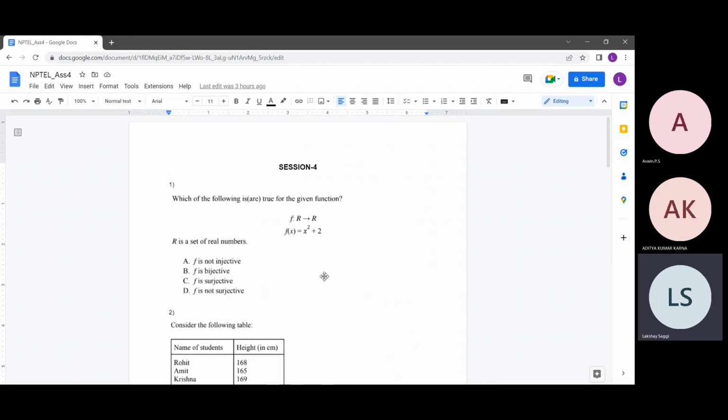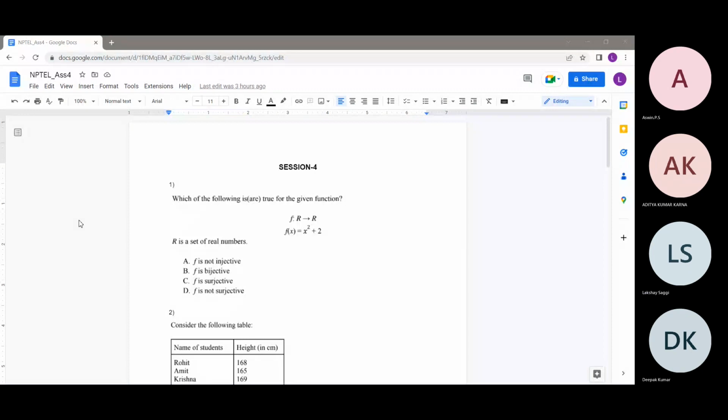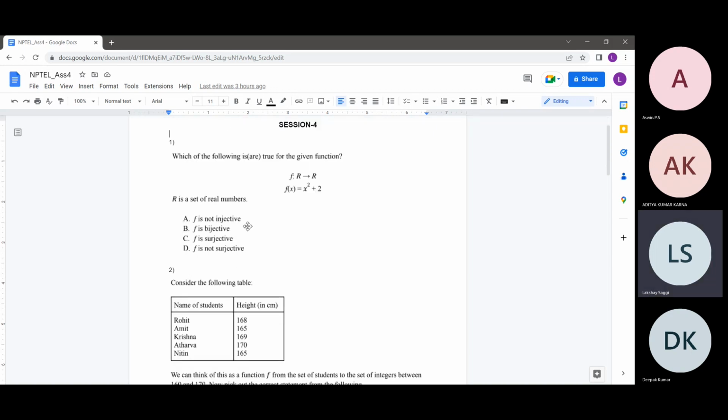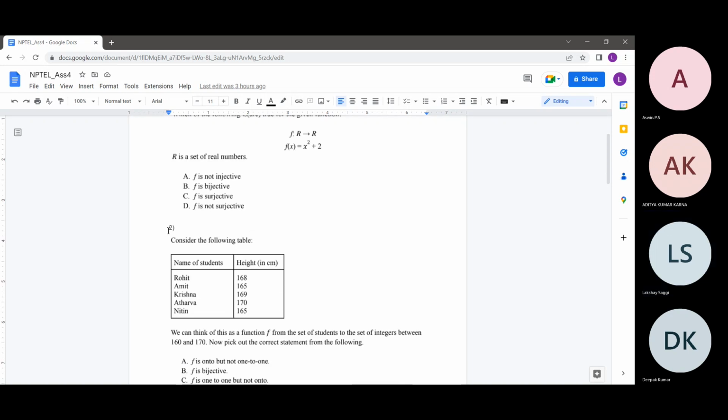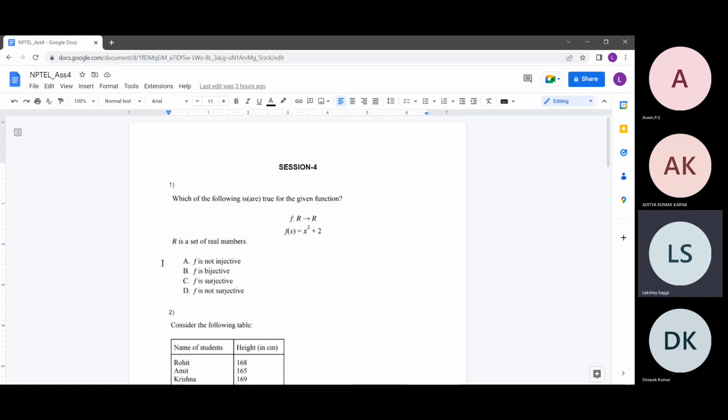Can one of you guys let me know in chat or by thumbs up whether my screen is visible or not? Aditya, okay, it's visible. Nice. Thanks. So I guess we'll start with today's session.